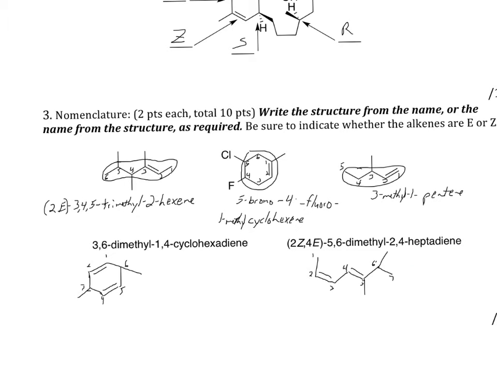Here, we're telling you heptadiene, so it's a 7-carbon chain, and there are 2 pi bonds. The tricky part here is 2, 4. That's where the alkenes are, and 5, 6 is dimethyl, but you need to notice that the one on 2 and 3 has to be Z, so it's going to be on the same side, and the one at carbon 4 has to be E. So that's a little tricky. Make sure you draw it correctly.